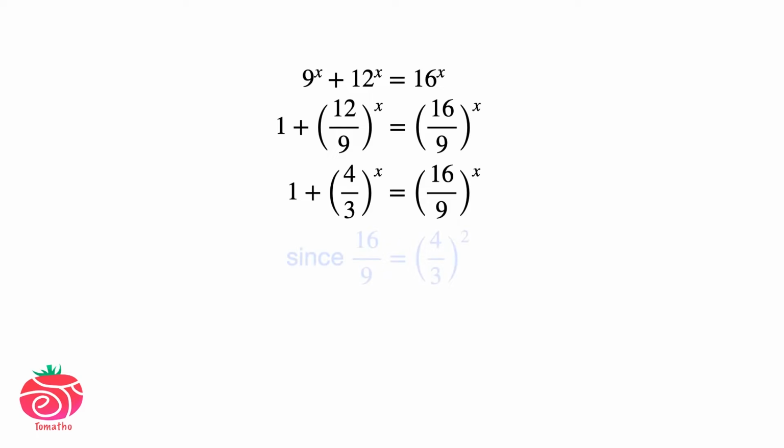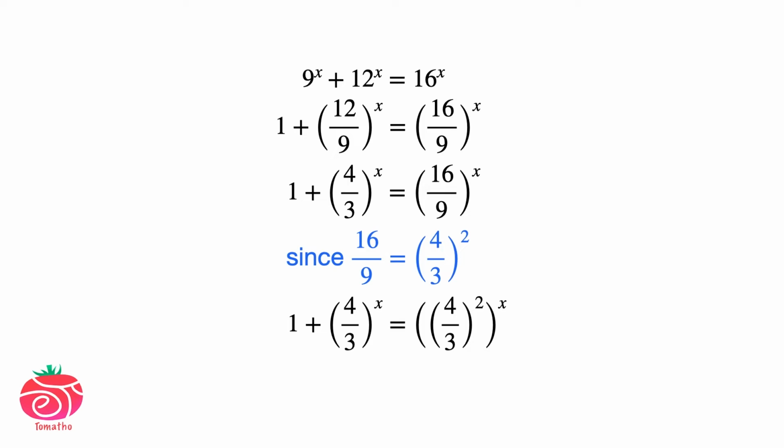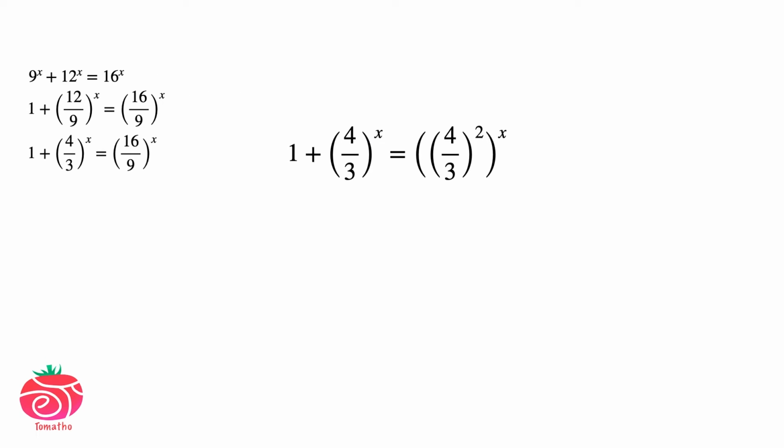Since 16 over 9 equals (4 over 3) squared, we have 1 plus (4 over 3) to the power of x equals ((4 over 3) squared) to the power of x. Recall the property of exponents, where (x to the power of a) to the power of b equals (x to the power of b) to the power of a. So we can swap the 2 and x in the equation. And to make our life simple, we assume y equals (4 over 3) to the power of x, as a new variable.